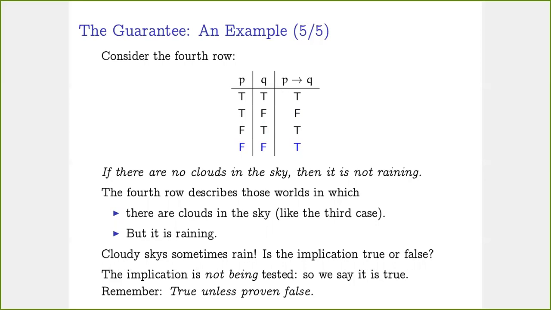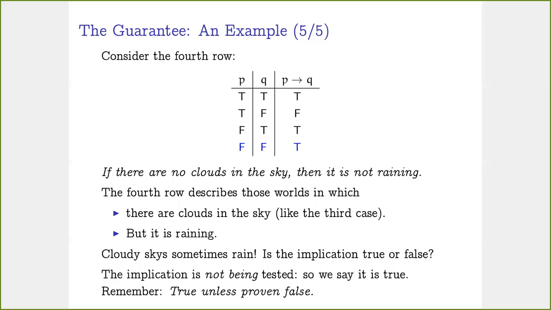Consider the fourth row. In the fourth row, the worlds being described are those with cloudy skies, like the third case, but it is raining. After all, cloudy skies do sometimes rain. Is this implication true or false? The implication, again, is not being tested. So we say it is true unless proven false.